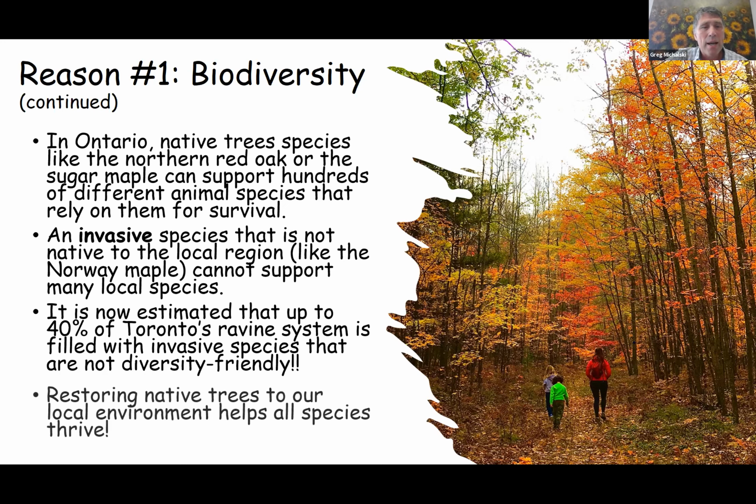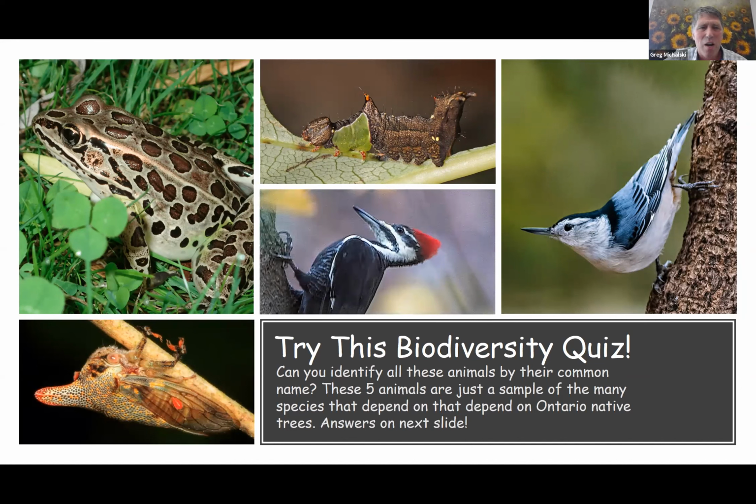And then of course, here, you can try this. You can test your own skills as a naturalist here. These were 5 species that are often associated with part of their life cycle in trees in Ontario. See how many of these 5 you might be able to identify off the top of your head.